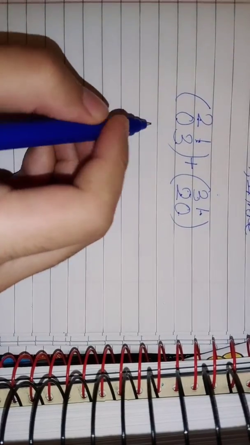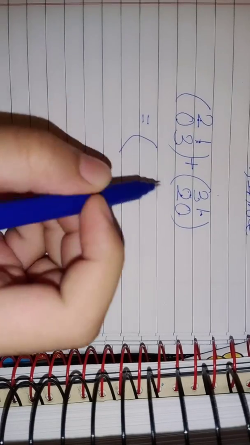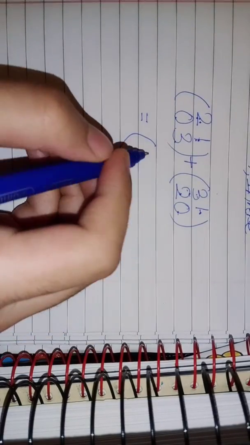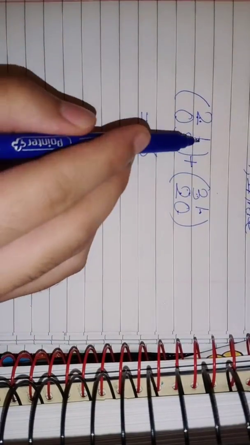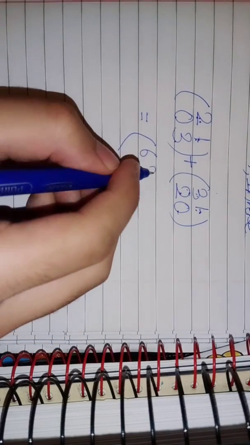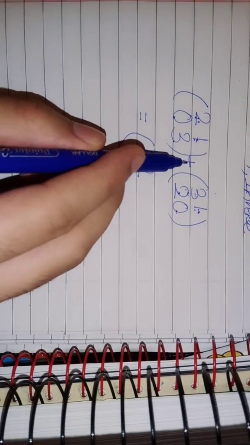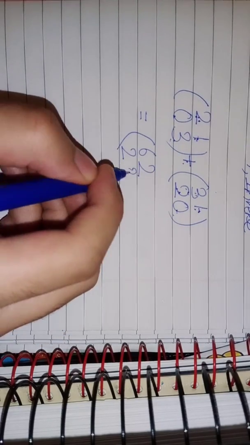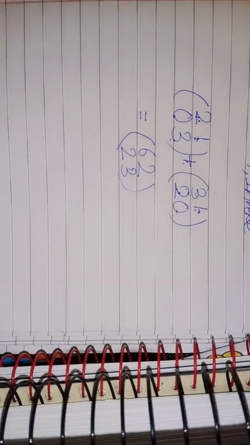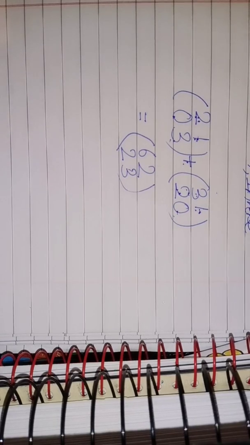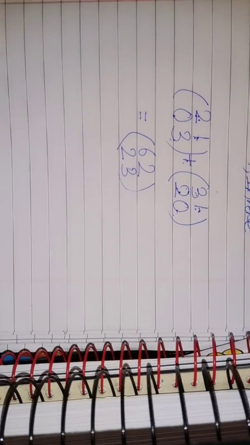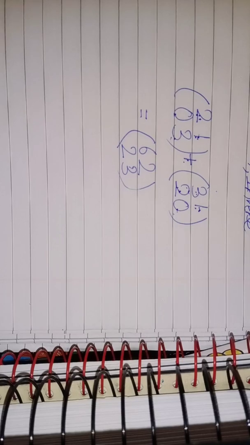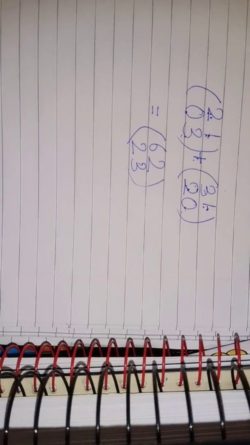So the answer would be something like this. 2 plus 3, that would be 5. 1 plus 1, that will be 2. 0 plus 2, 2. And 3 plus 0 is 3. And that is how you add in matrices. The same goes for subtraction. Subtraction is done in a similar way.